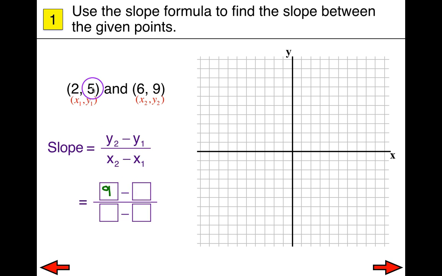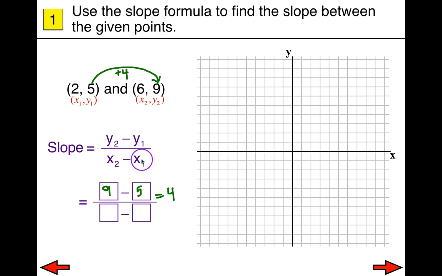And the first y is a 5. So 9 minus 5 is 4. I'm just going to double check to see if this is true. Do I need to add 5 plus 4 to give me 9? The correct answer is yes. So far so good. Now I'm going to repeat the process.